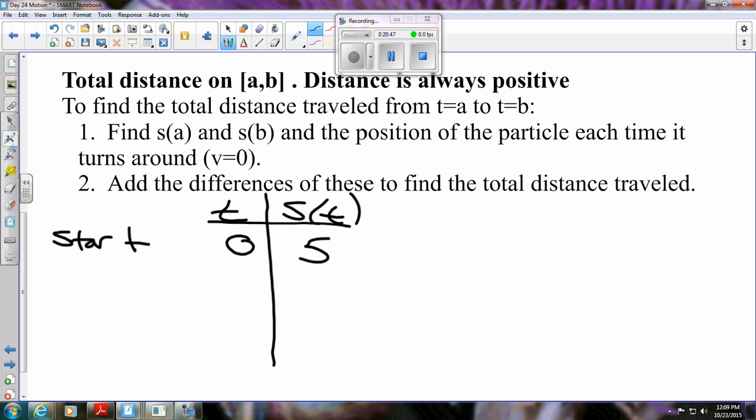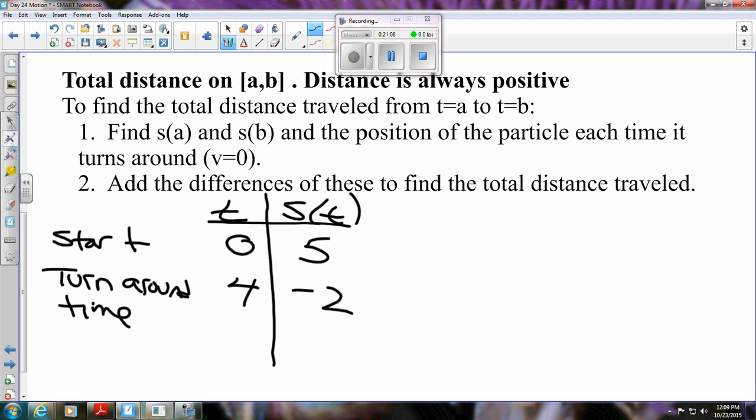I also have to tell you where it is anytime it turns around. So I'm going to call this a turnaround time. And let's say it turns around when T equals 4, and it's at -2 on the number line at T equals 4.